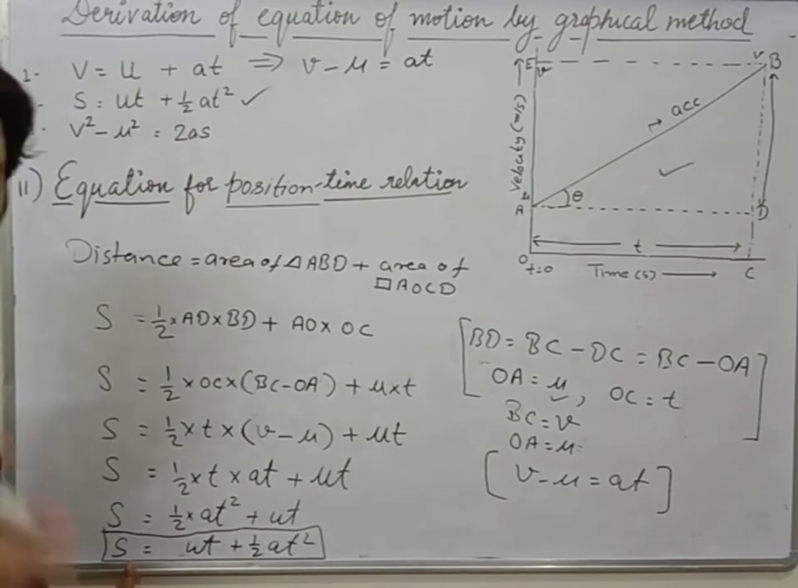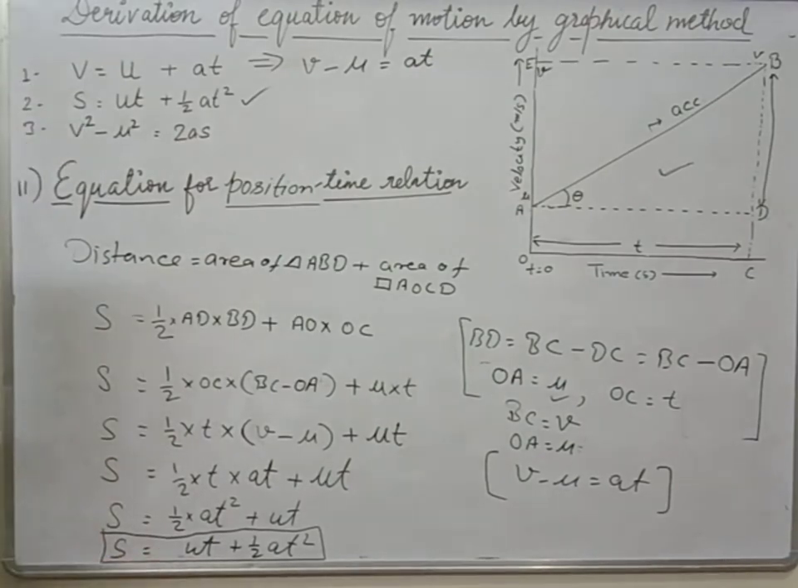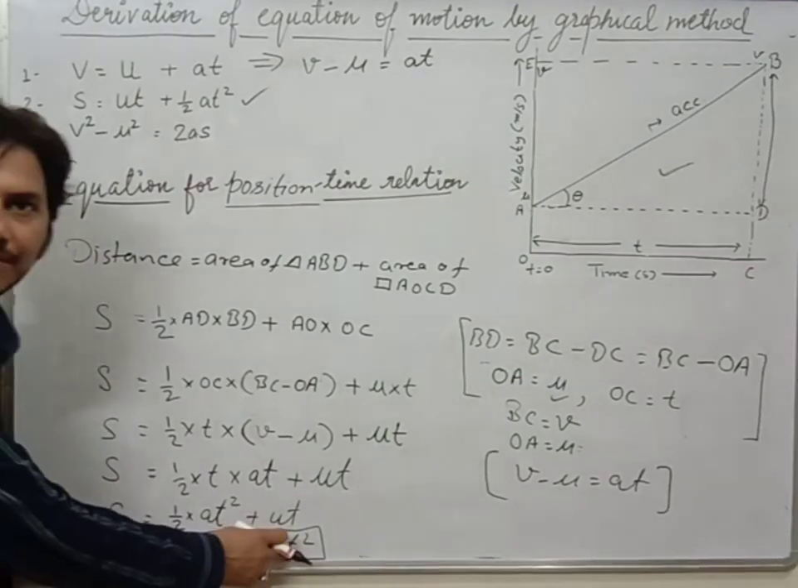So to find the distance, we can use this second equation, which is S equals UT plus half AT square.